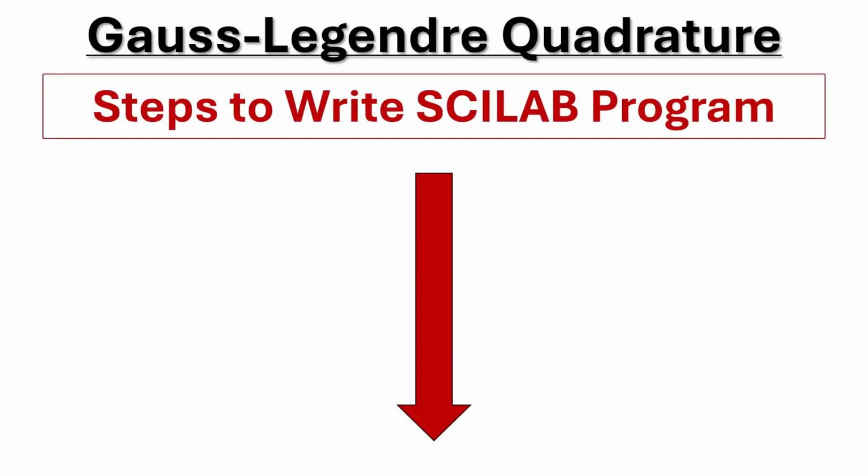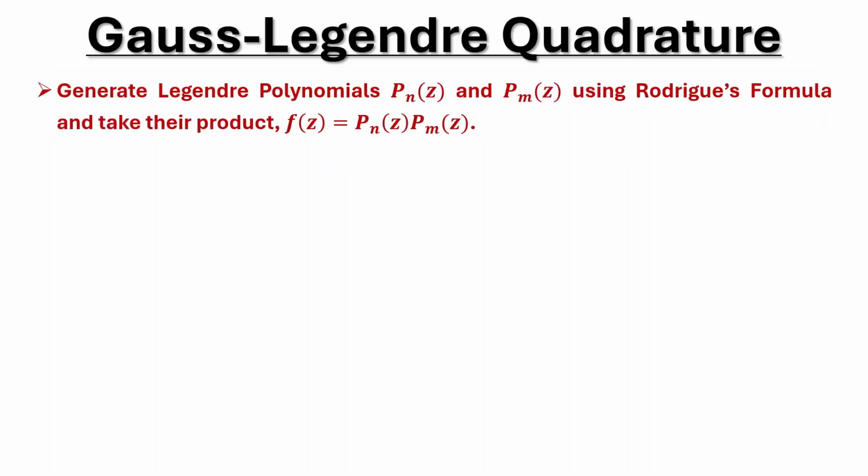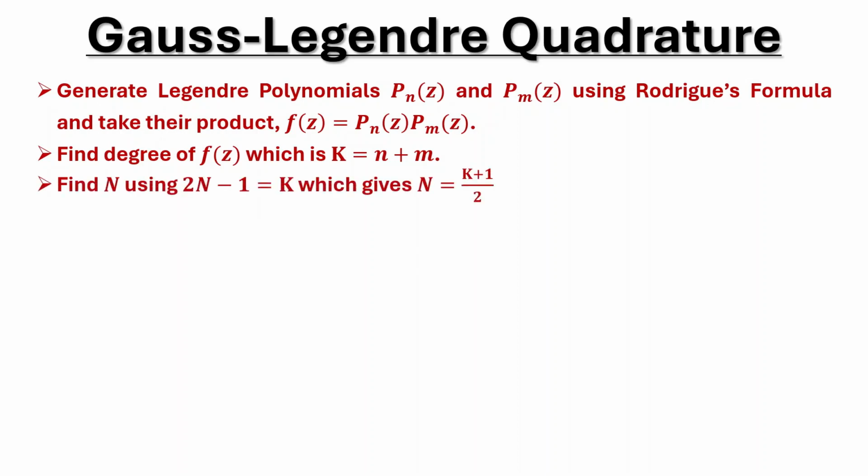Now let us move towards the steps to write the Scilab program. Generate Legendre polynomials Pn of z and Pm of z using the Rodrigues formula and take their product f of z is equal to Pn Pm. Find the degree of f of z, which is k is equal to n plus m. Find n using 2n minus 1 is equal to k, which gives n is equal to k plus 1 over 2. Now round up or ceil n to the nearest integer.